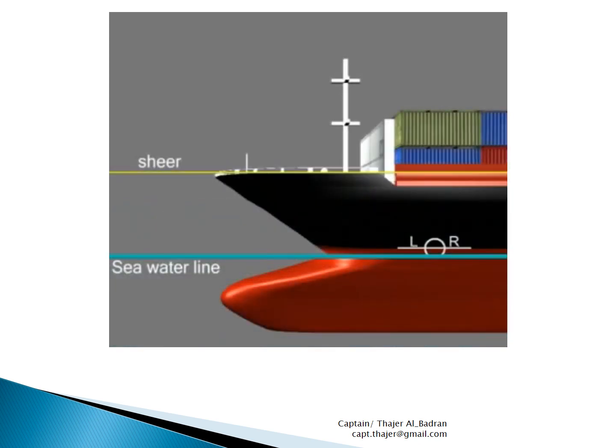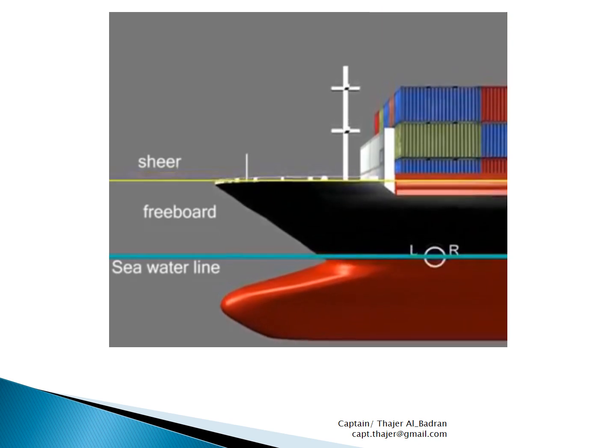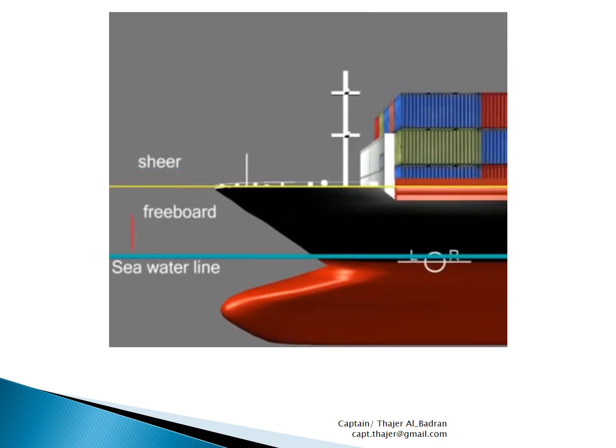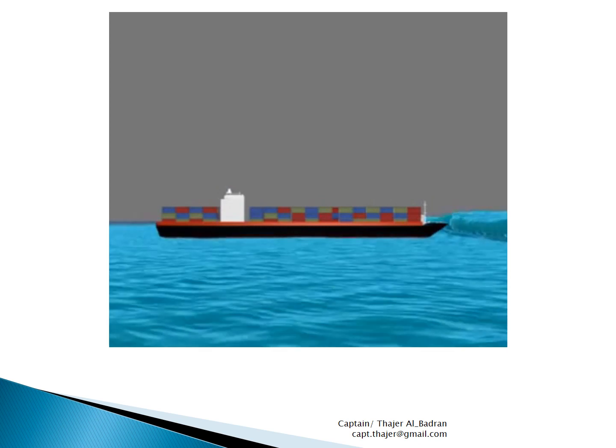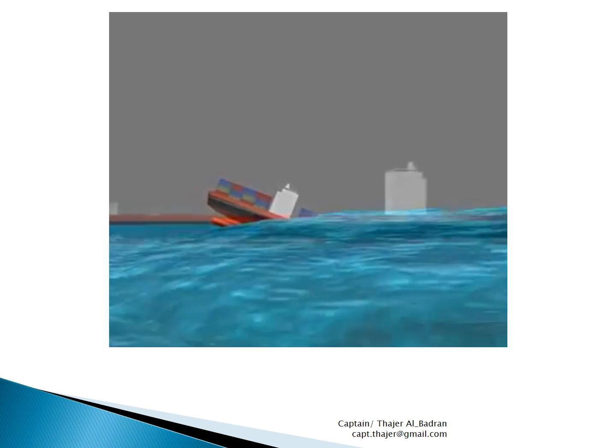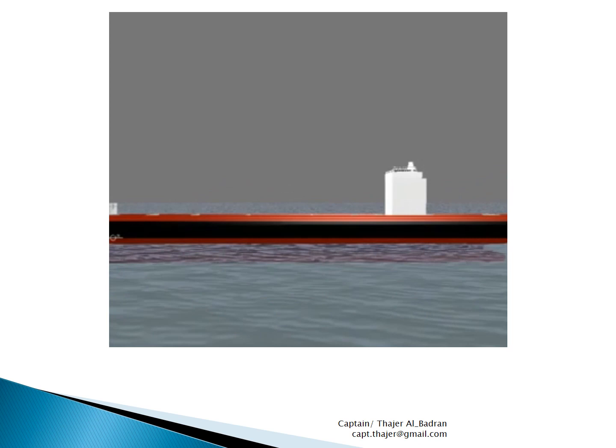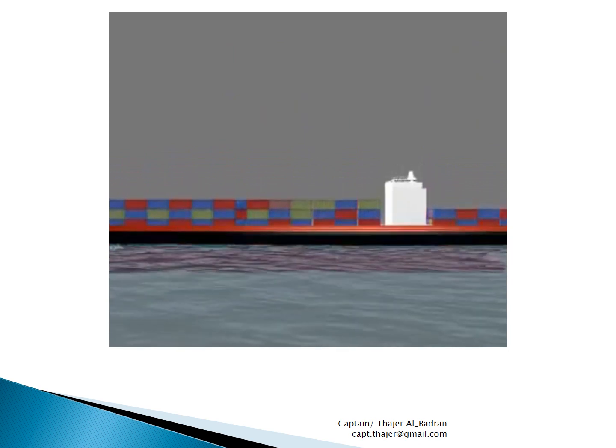The Plimsoll line allows one to know the freeboard. Freeboard is the vertical distance between the waterline and the sheer of the ship, where water can enter the vessel. The Plimsoll line allows one to know the volume of load that is safe to carry. Overloading can cause the ship to sink.